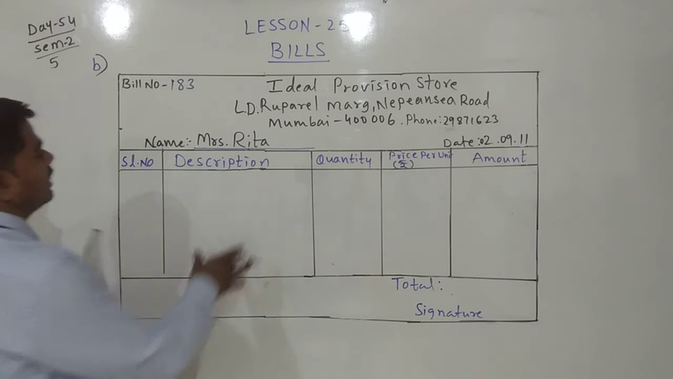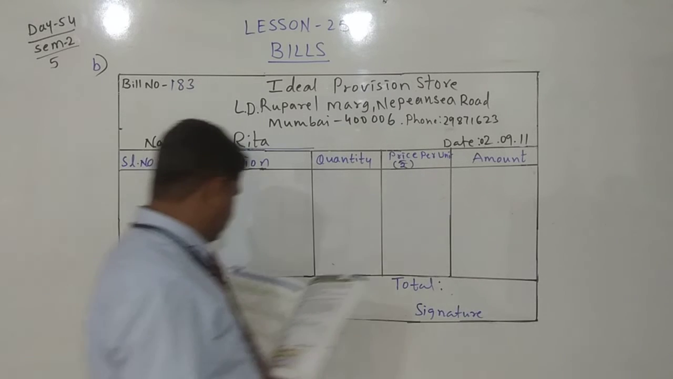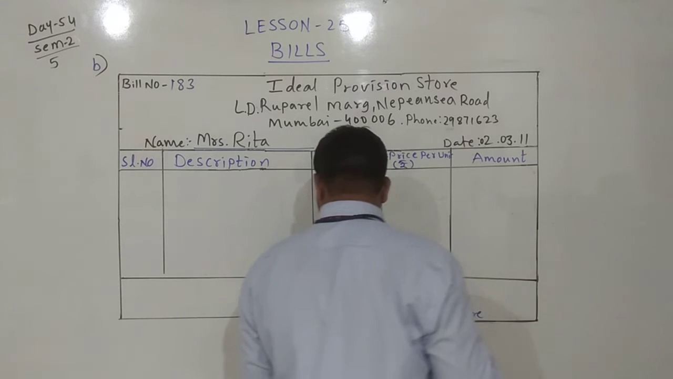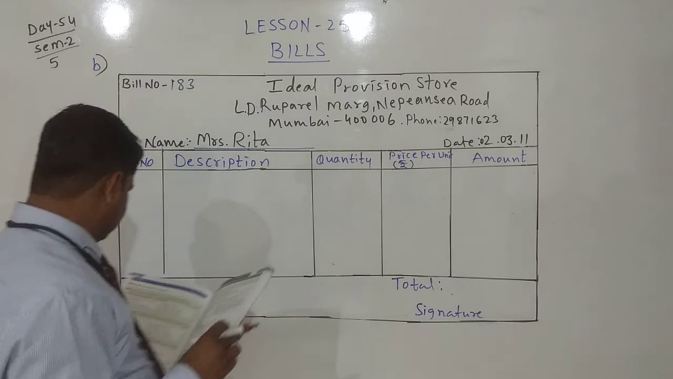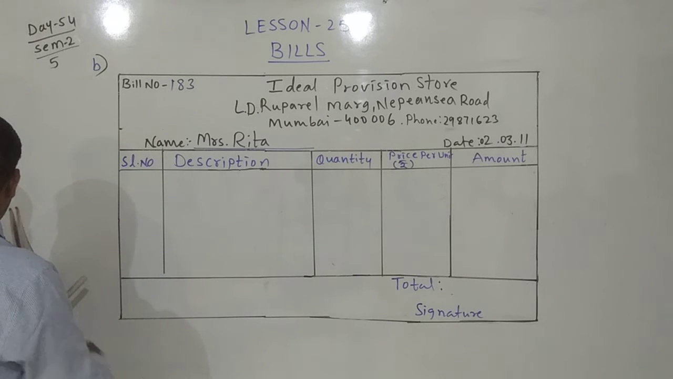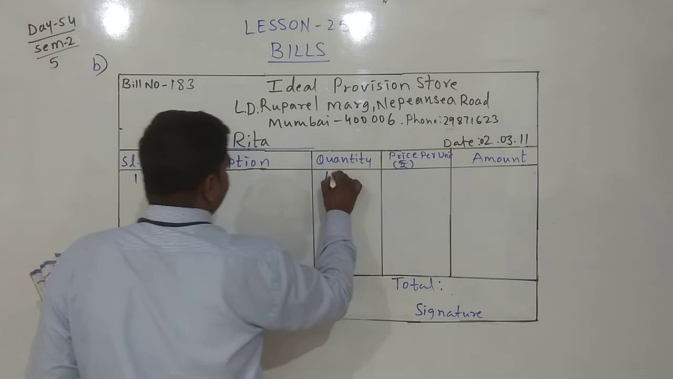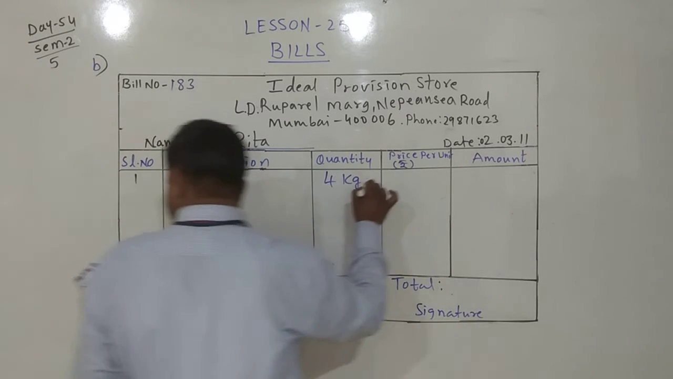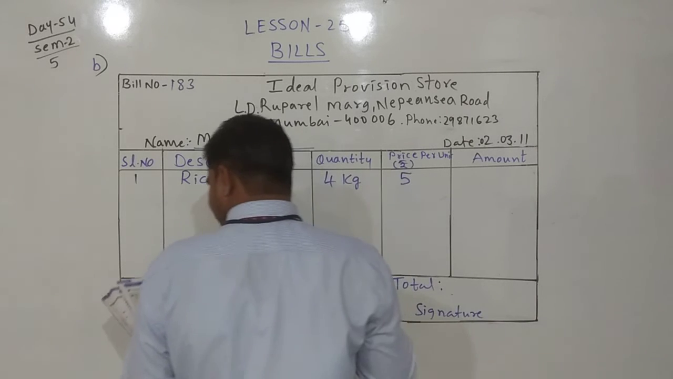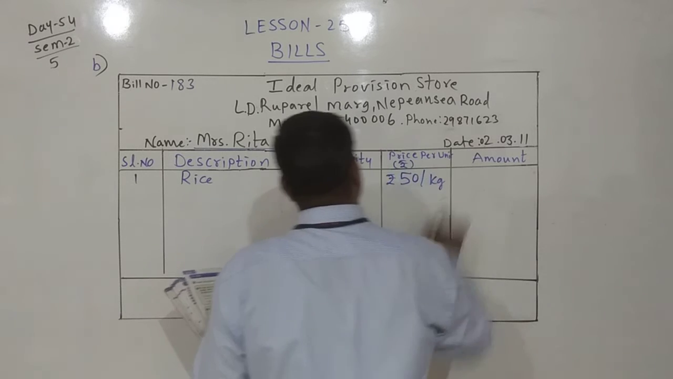Yes, like this. This is the empty bill of the same. Miss Rita, date 2nd March 2011. She went. Yes, what did she purchase? First one, 4 kg rice, serial number 1. How much? 4 kg. Per kg the rate is 50 rupees. She purchased rice at 50 rupees per kg.